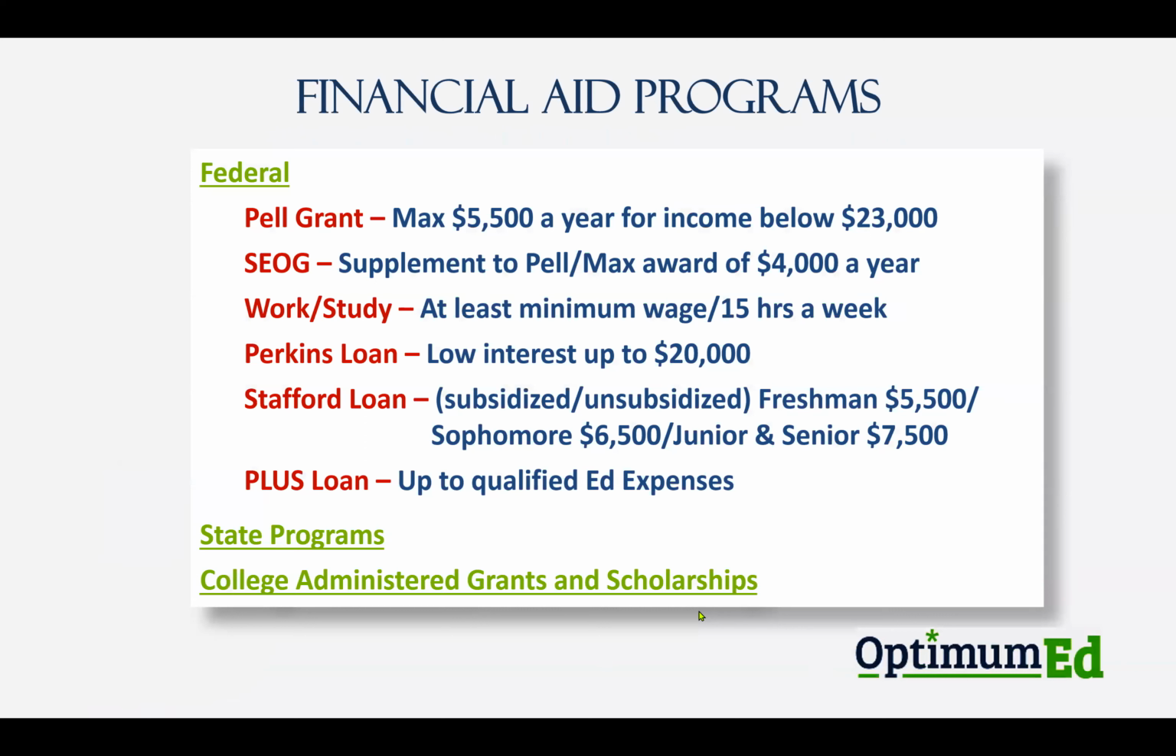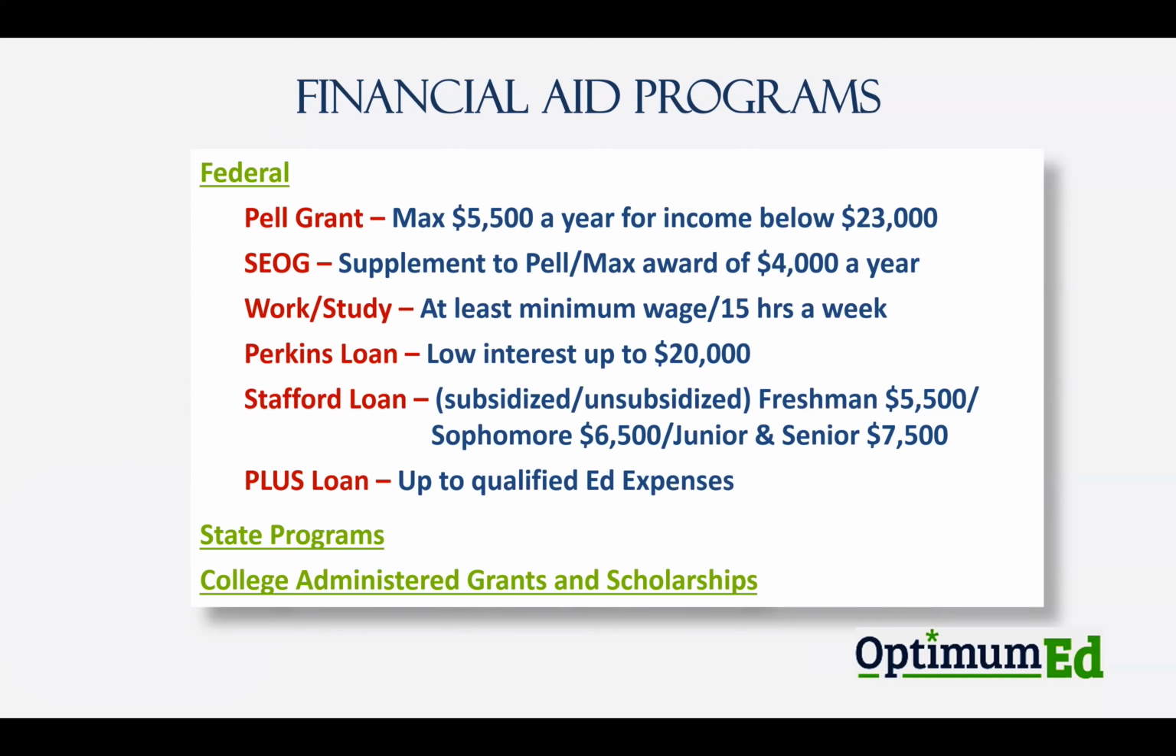So here are the federal programs real quickly. And again, these are all, for the most part, need driven. So you have to establish need, as we described earlier. Pell Grant, first year is $5,500, and that's the max per year. And you have to be below $23,000 in terms of annual income. The SEOG, Supplemental Educational Opportunity Grant, is tacked onto the Pell Grant if more assistance is needed for low-income families.